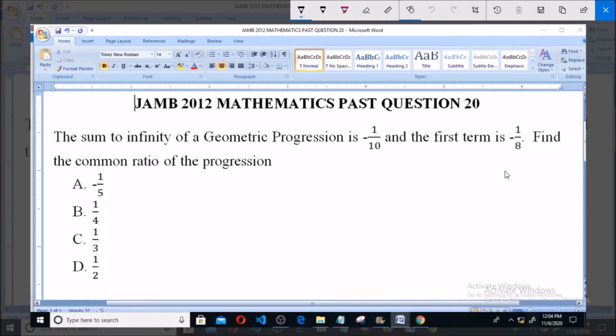I will be answering JAMB 2012 Mathematics Past Question 20. The sum to infinity of a geometric progression is minus 1 over 10. Find the first term, and the first term is minus 1 over 8. Now find the common ratio of the progression.